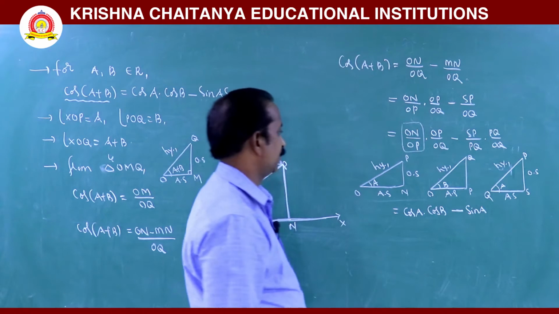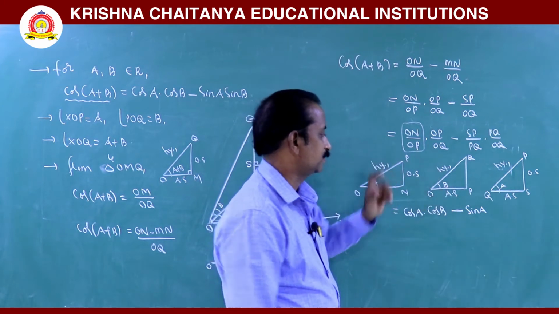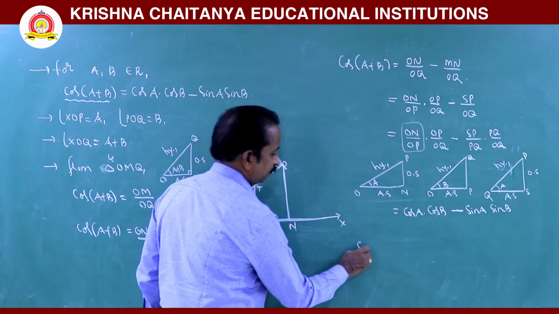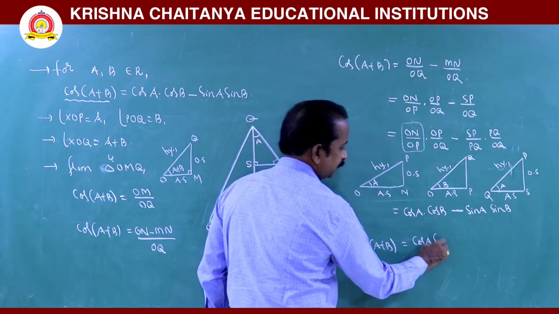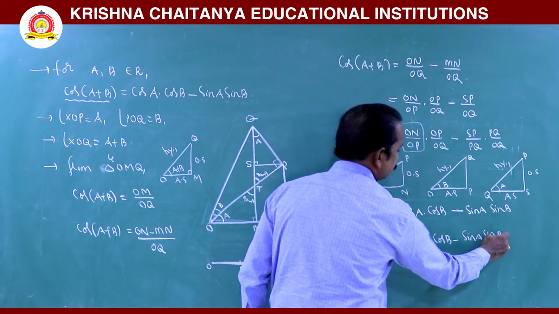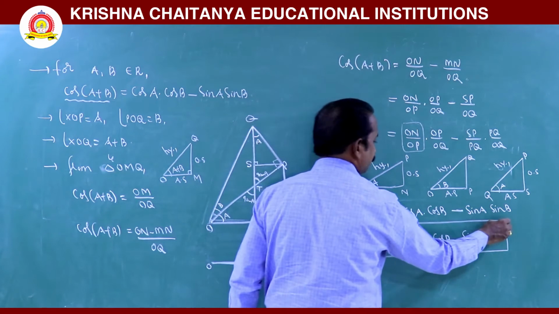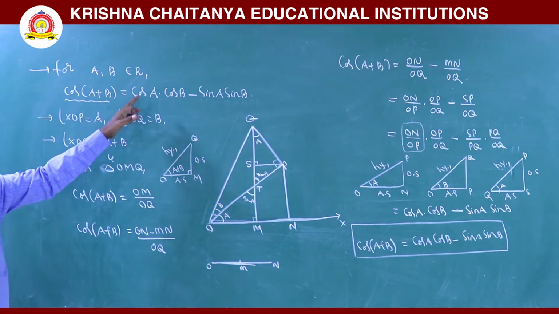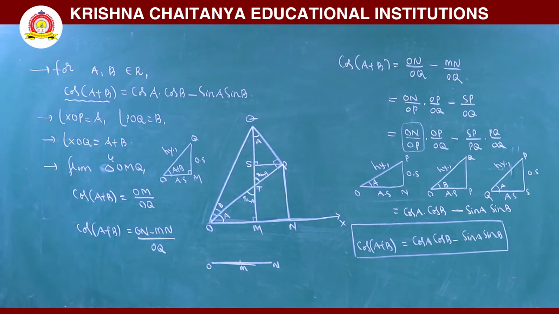PQ by OQ of this triangle gives us sin B. So therefore, here the LHS is cos of A plus B. So cos of A plus B is nothing but cos A into cos B minus sin A into sin B. This is another basic proof of cos of A plus B. So keep in your mind, cos of A plus B is cos A cos B minus sin A sin B.